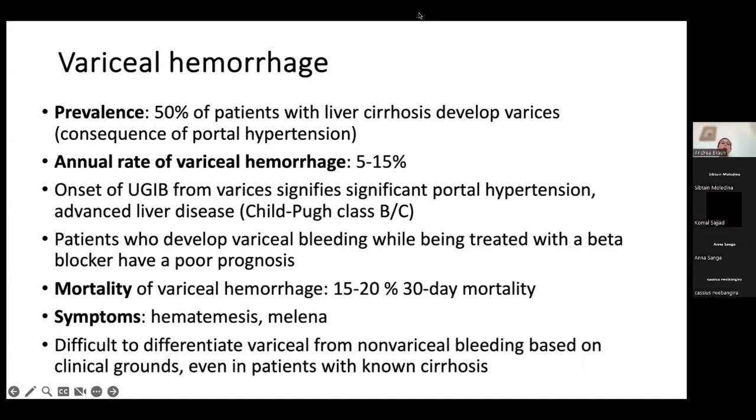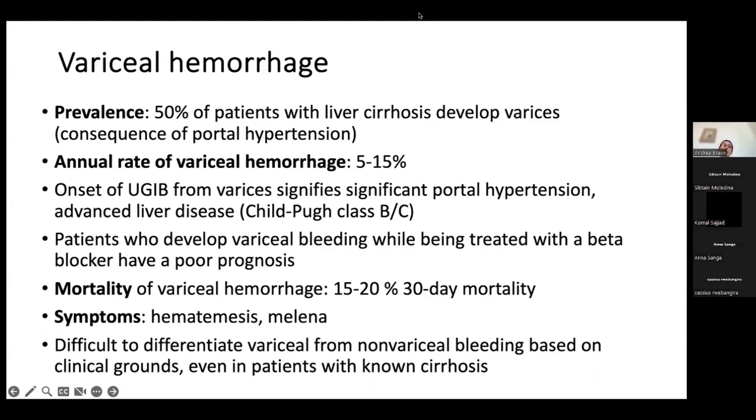All right. So the variceal hemorrhage is common. It develops in half of the patients with cirrhosis. At least they get varices, and then many of them end up bleeding. And the annual rate has been described as 5 to 15%, so up to 1 in 6. And the more severe your cirrhosis, the higher risk of getting variceal hemorrhage.